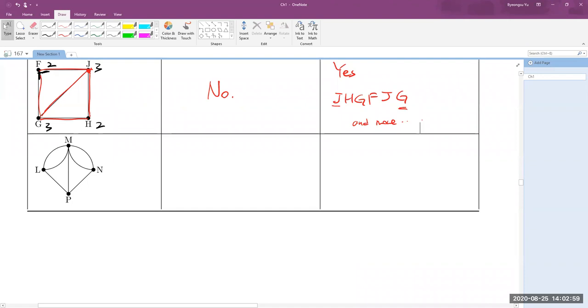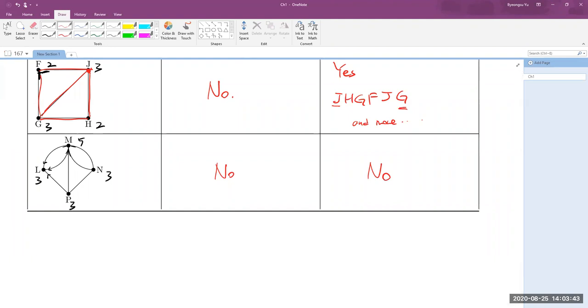Okay, so next, again, start with counting the degrees. The degree of L is 3 because there are 3 edges connected here. The degree of M is also 3, and the degree of P is also 3. And the degree of the last vertex is 5, right? So in this case all vertices have odd degree, and according to the Euler theorem, it doesn't have any Euler circuit or Euler path.